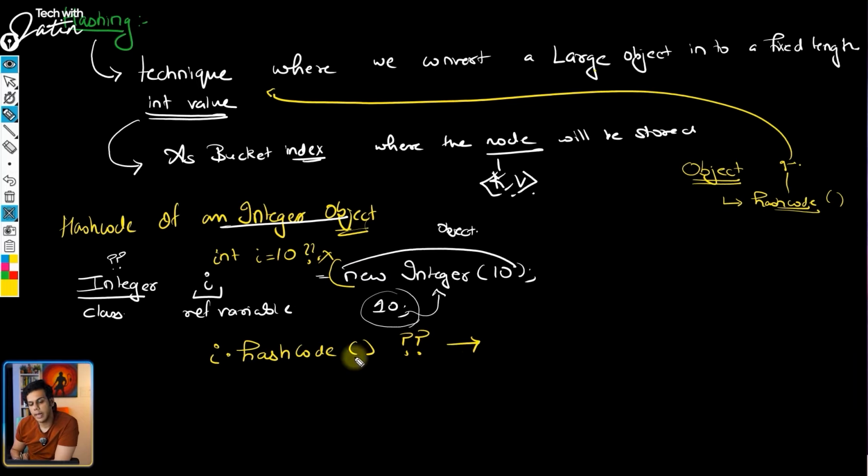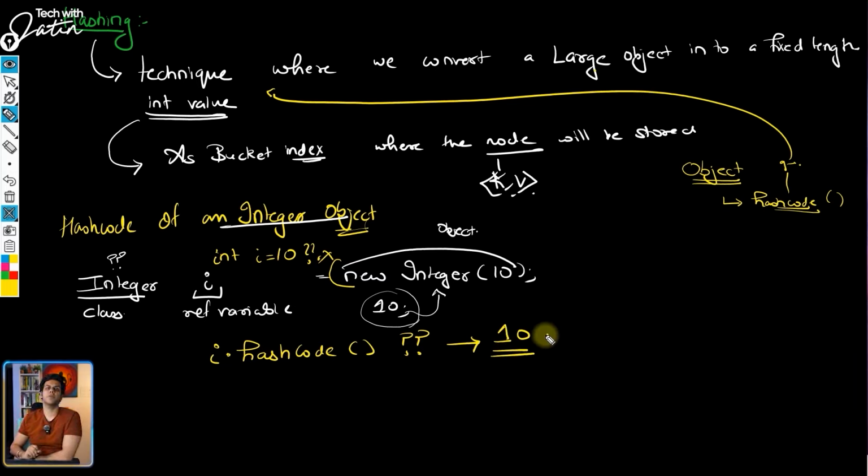Yes, Integer dot hashCode is going to give me what? It's going to give me the hash code of this integer object 10 over here. What will be the answer for that? Any integer object, its hash code is the number itself.